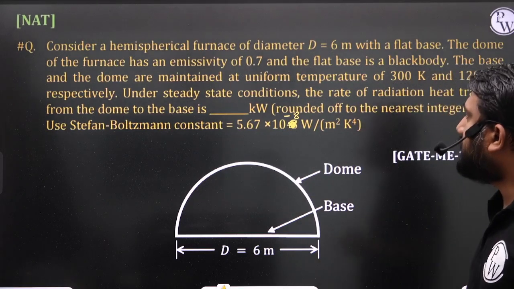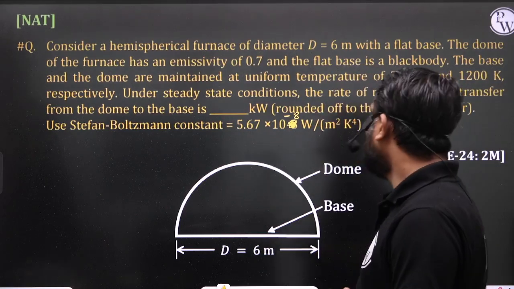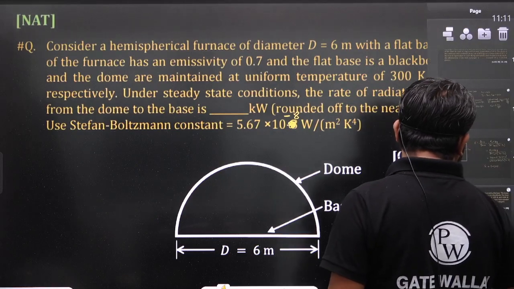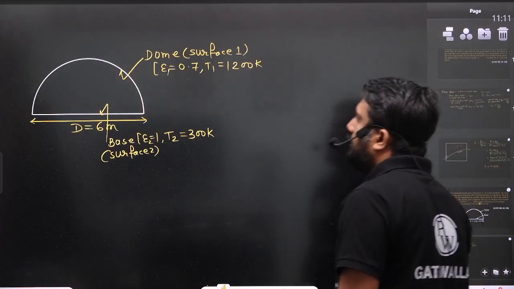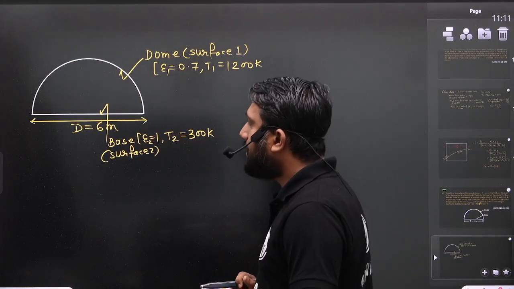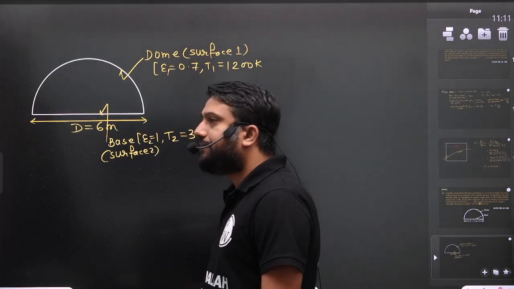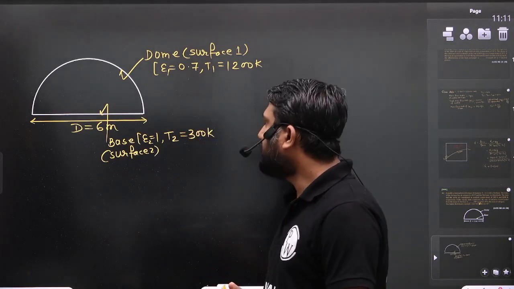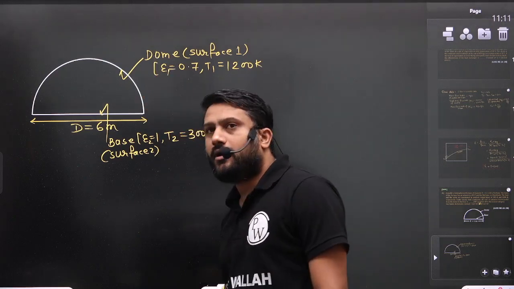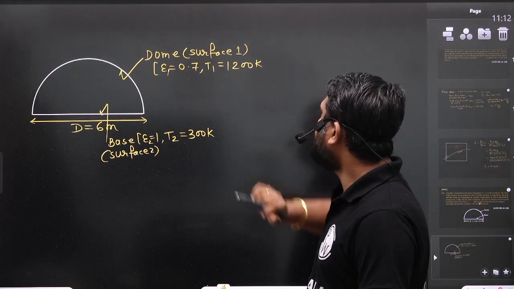And the Stefan-Boltzmann constant is given, that is 5.67 into 10 to the power minus 8 watt per meter square Kelvin to the power 4. Fine. So this is a hemispherical dome, this is a hemispherical furnace, and this is the flat base. I am considering the flat base as surface number 2, and the dome as surface number 1.